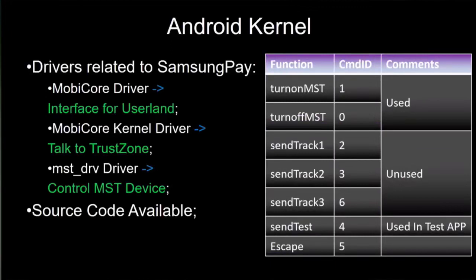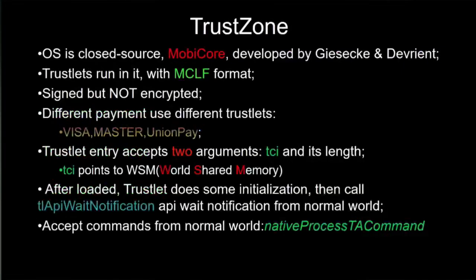In this table, I summarize the command IDs for controlling the MST code. You can see the first two turn the MST device on or off. For these three, I didn't find any use. It could be some test features cut off for the user release. And these send tests are used by the test program. If you launch the test program, it will send these commands, and the MST device will give out a test signal to test whether the MST device works or not.